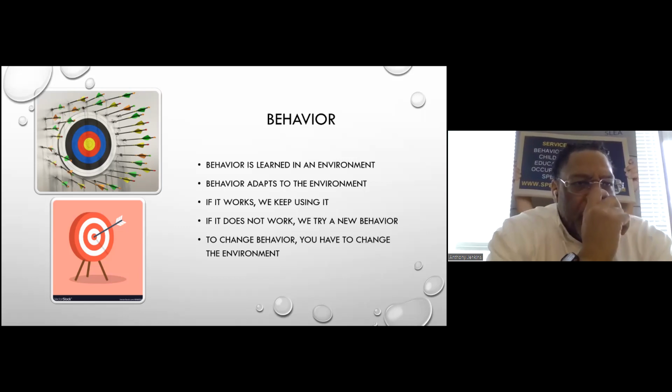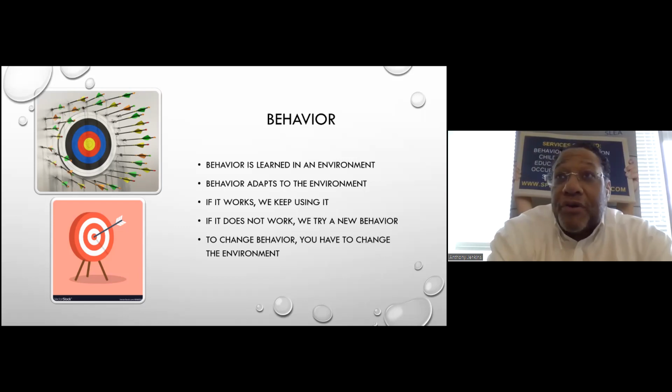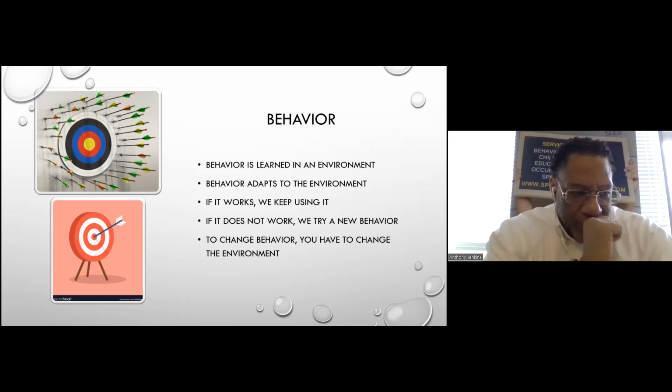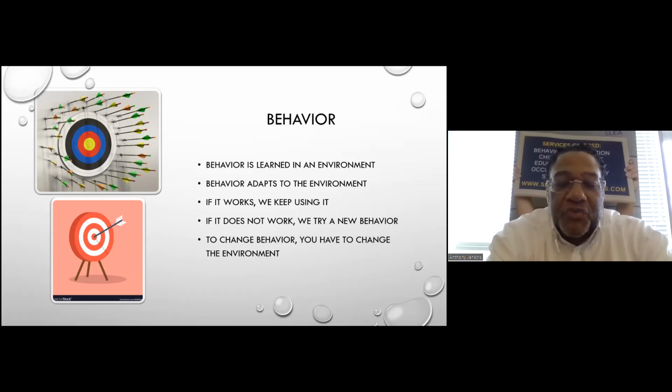And so what we know is behavior itself is learned in an environment. If it works, we keep using it. Behavior learns to adapt to the environment. So even the negative behavior that we see from kids, in some small way, it's effective and it's working, and that's why it continues to occur. If it works, we keep using it. If it does not work, we try something new. It's rare that the bad behavior doesn't work and they try a better, more socially appropriate behavior. Typically, if a negative behavior doesn't work, they usually just try a more negative behavior.